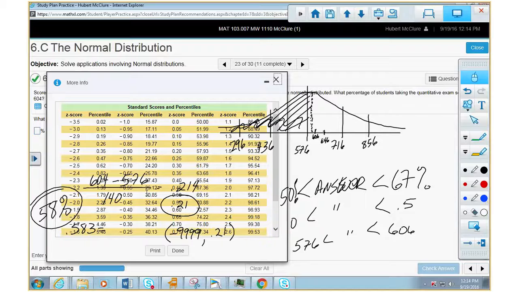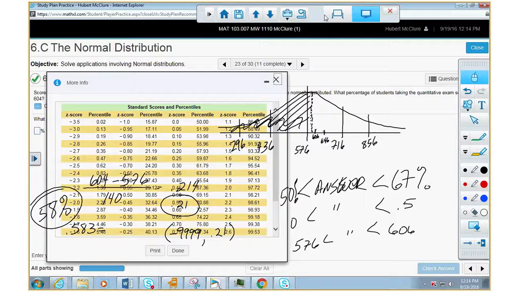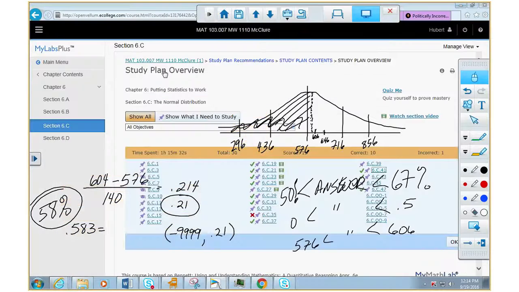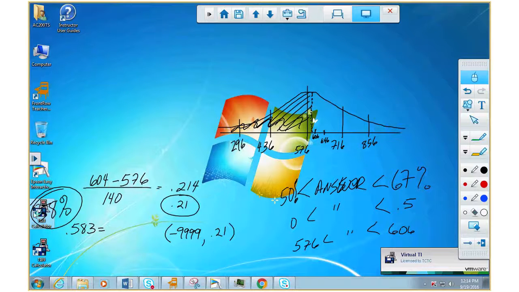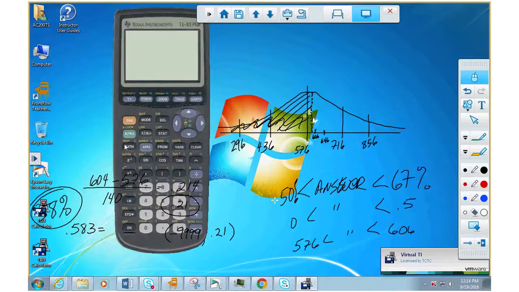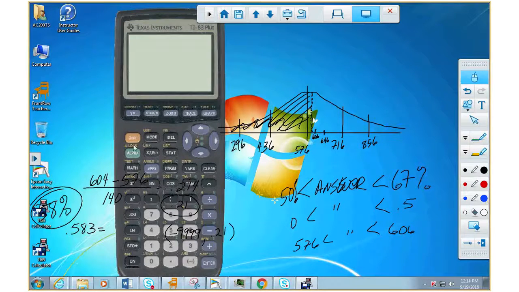Yeah, I didn't get the same thing. I got 1.95. All right, so here we go. Second, distribution, normal CDF, negative 99999, comma, 0.21, close parentheses, enter.